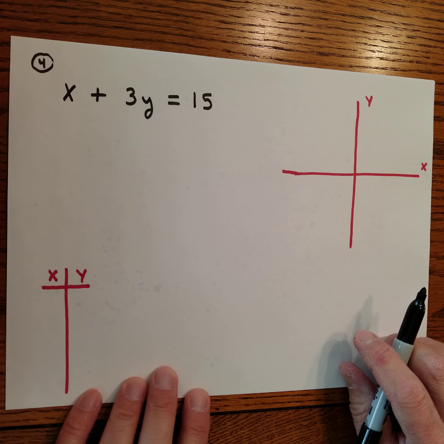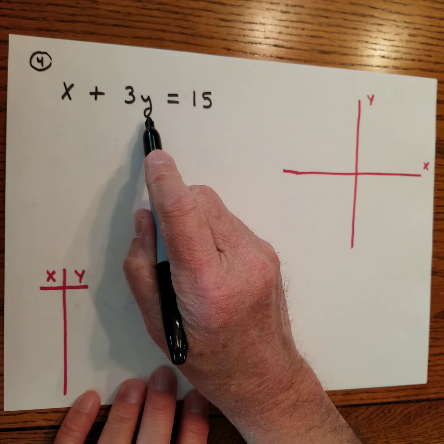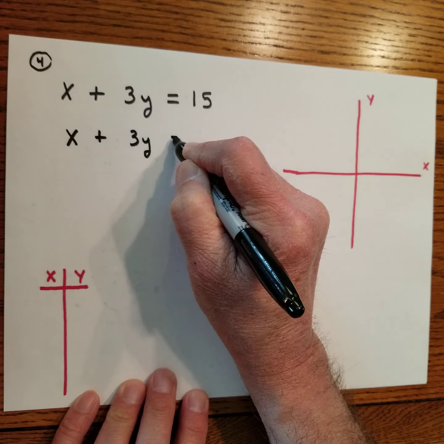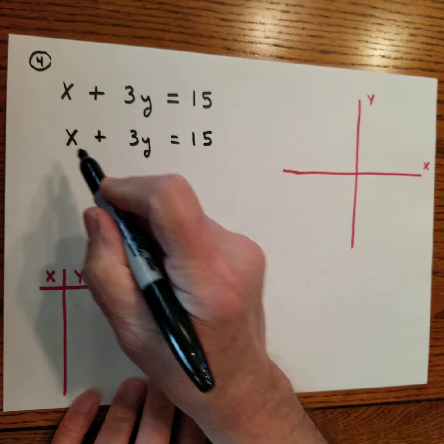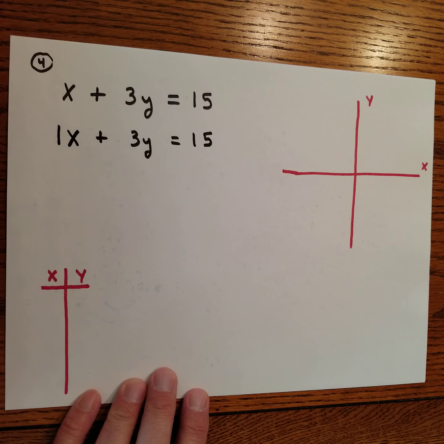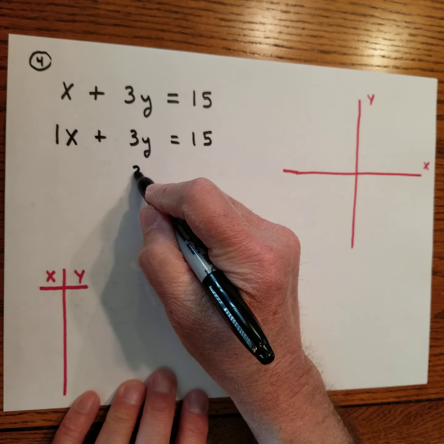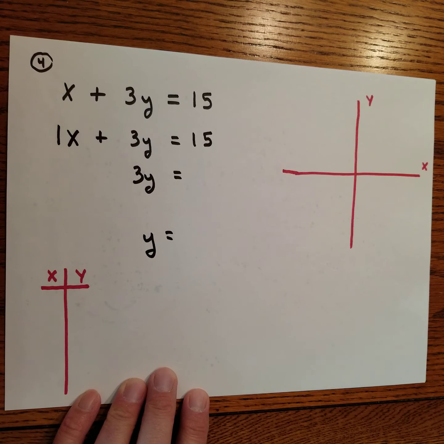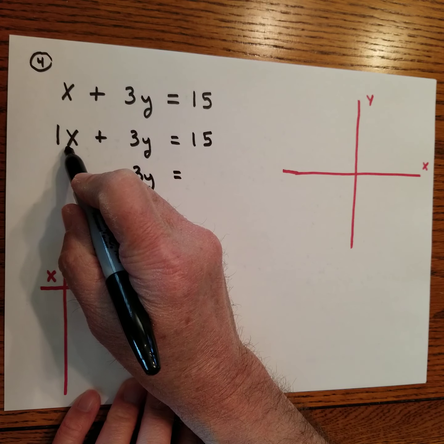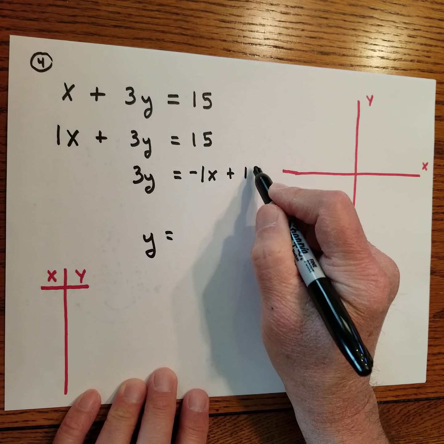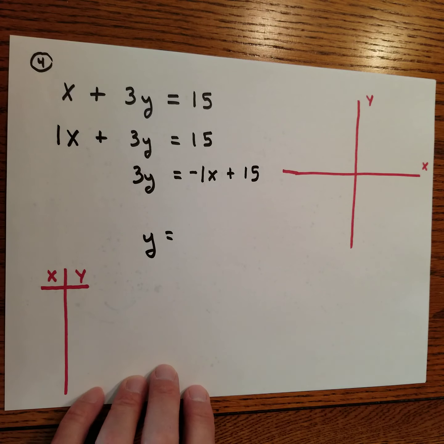Let's try one more. Now again, when you have a variable that doesn't have a number in front of it, we can rewrite the equation, and the variable with no number in front of it, we'll let the number be 1. Now let's use our 2 lines of work to get y by itself. When I bring a positive 1x to this side of the equal sign, it's a negative 1x next to the 15.